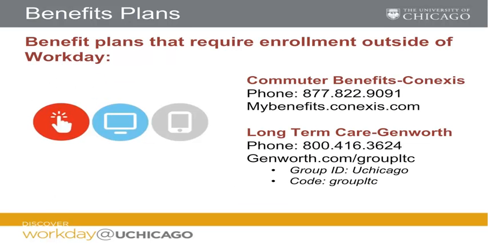The University of Chicago offers two plans that require enrollment outside of Workday. The first is the commuter benefit plan offered by Connexus. To enroll in this plan, you may call 877-822-9091 or visit mybenefits.connexus.com. The second is long-term care offered by Genworth.